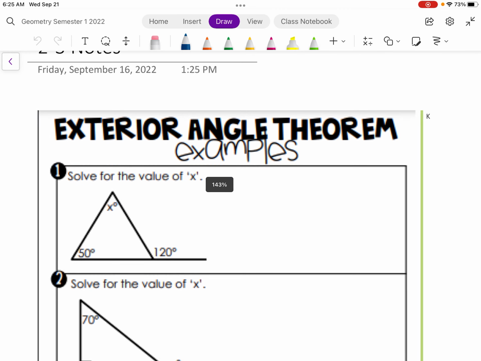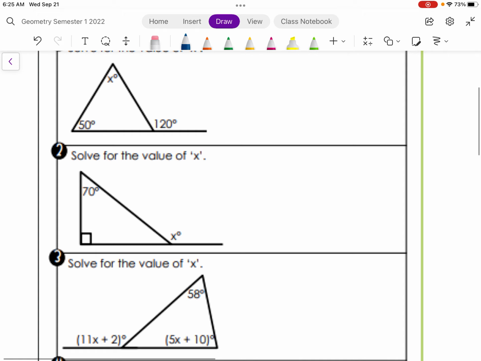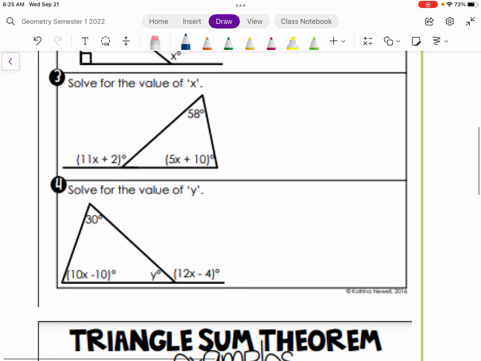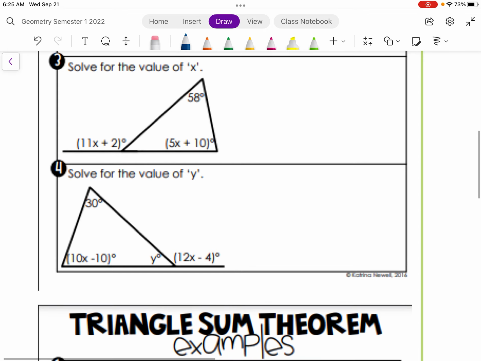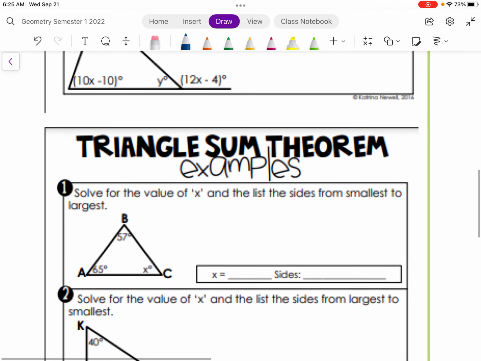All right, welcome back for 2-3, exterior angle theorem and examples. So what we're learning here is number one, all triangles on the inside add up to 180 degrees. Always true, whether it's the triangle that looks like number one, looks like number two, looks like number three, does not matter. It always adds up to 180 degrees. Okay, so that should make these pretty easy.